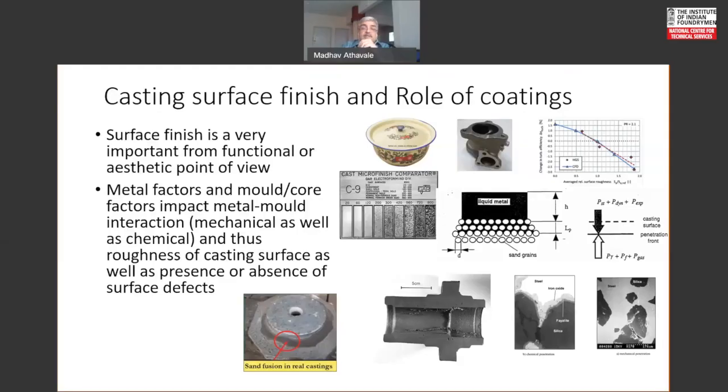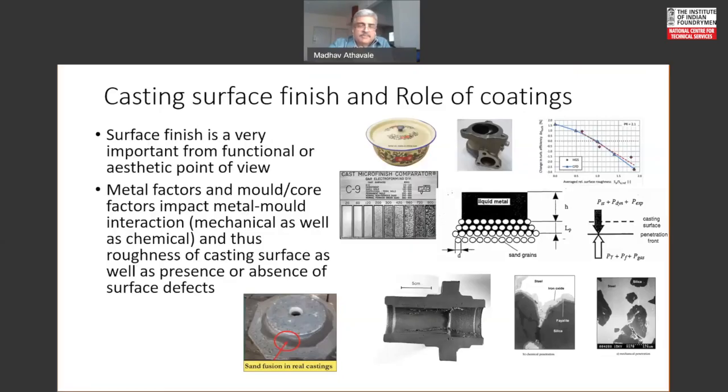If the sand aggregate for the mold or core has poor refractoriness, if it has some low melting phases, the chemistry is not right, then at the casting temperature, the sand may fuse onto the surface. Or the other way around, if you have too much excess superheat, then again you can land up with sand fusion problems.